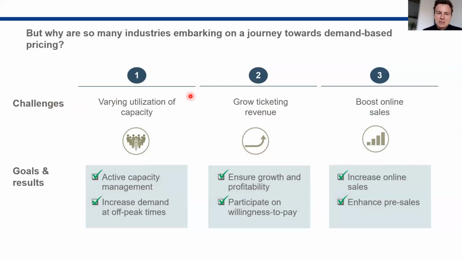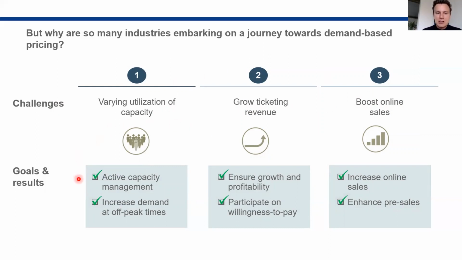The three challenges that we see across all of the industries are they have a varying utilization of capacity. So this means you have a fixed capacity and the demand is fluctuating every day. They obviously want to grow their ticketing or their revenue. They want to make more money in the end. And in the age of digitalization, they obviously also want to boost their online sales. They want to have more people buying in advance. They want to have more people buying online. All those three goals are common across all of those industries.